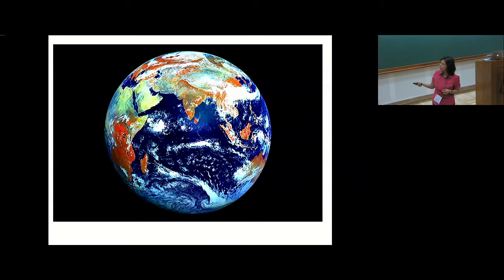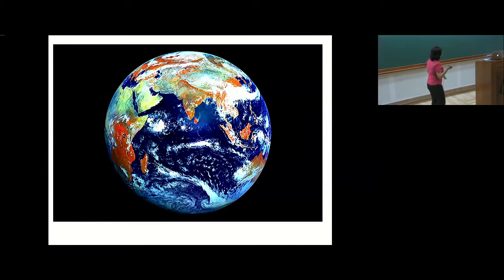Let us look at the Indian landmass. What you have here in the south looks very different from what you have north of it. And we know what's here in the north of India: it's the Himalayas and the Tibetan Plateau, right? The highest mountain ranges in the world.